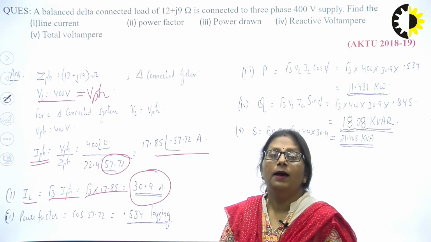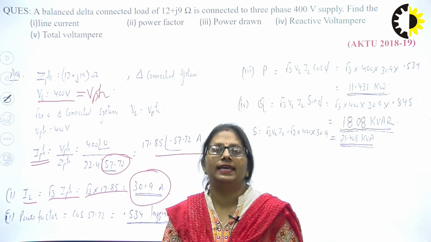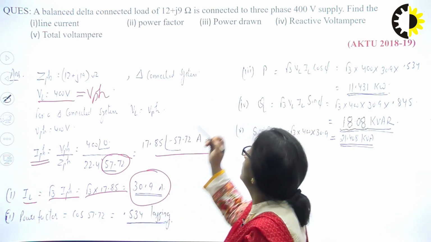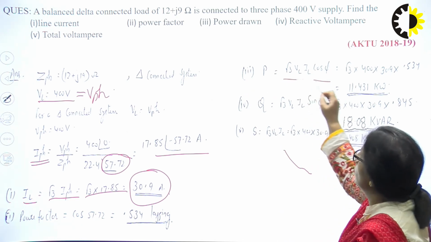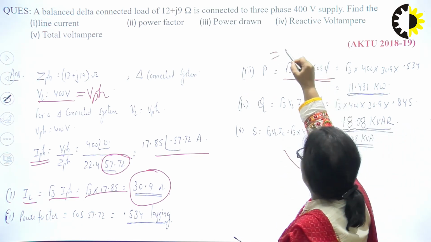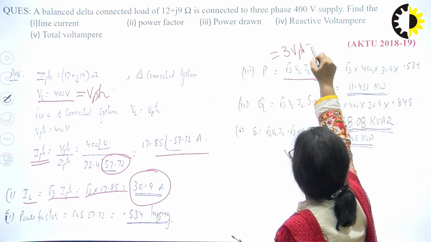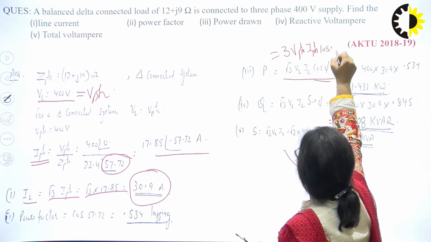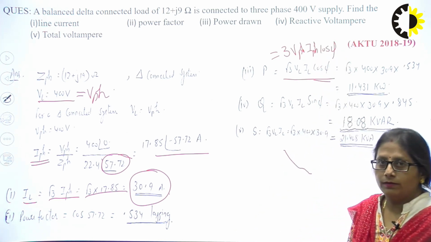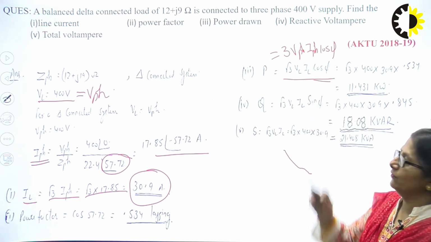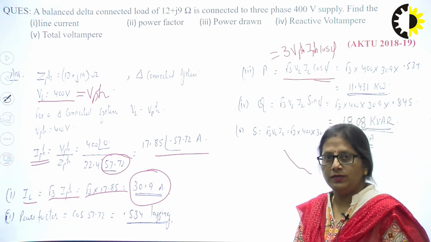Okay, the another one, power drawn. Which power drawn? Obviously, active power drawn, that can be given by root 3 VL IL cos phi. I may even find it out with the formula V phase I phase cos phi, thrice of that, right? But we are doing it with root 3 VL IL cos phi. The answer is going to be same.